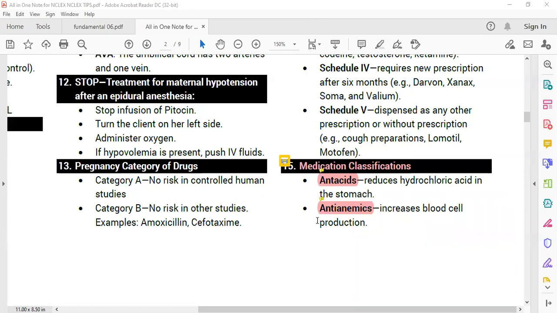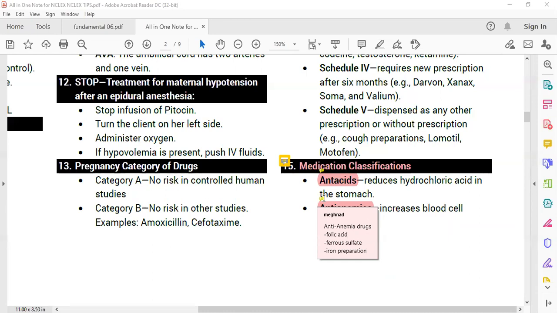The second medication we're going to talk about is antianemics. The medication we use for anemia, we call anti-anemic drugs. This group of drugs increases blood cell production. The most common anti-anemic drugs are folic acid, ferrous sulfate, and iron preparation.